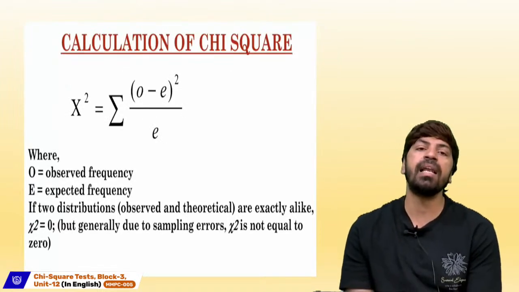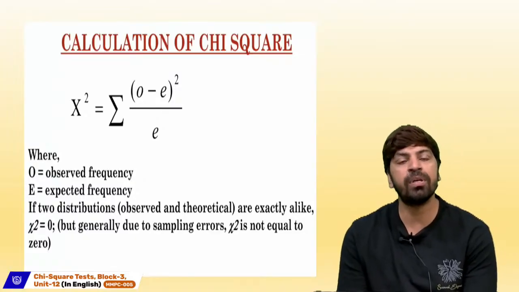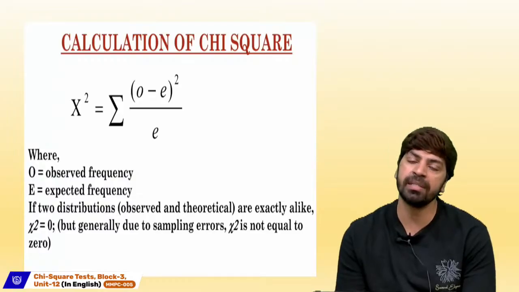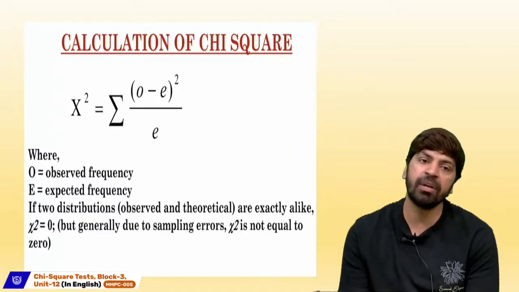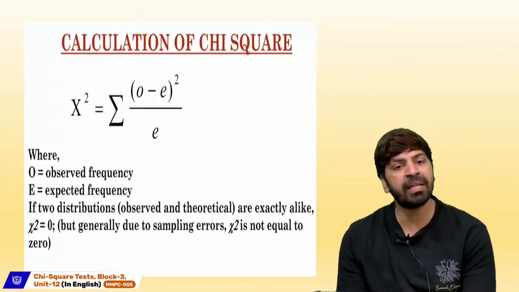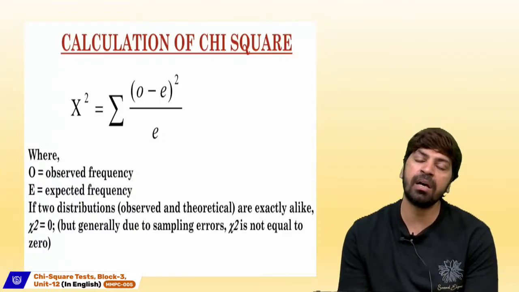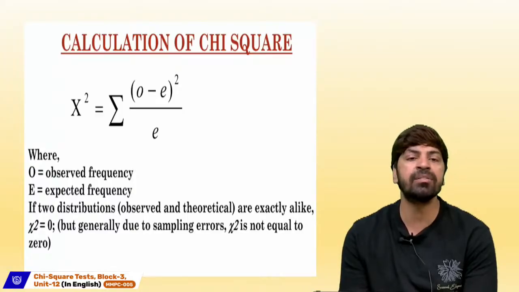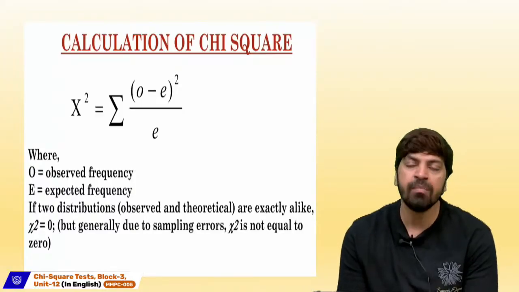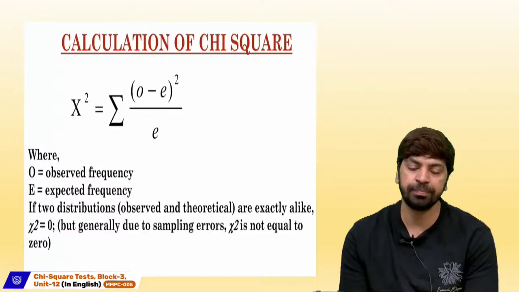So this is the calculation of the chi-square test. The chi-square is equal to the sigma of (O minus E) whole square by E, where O is the observed frequency and E is the expected frequency. If the two distributions, observed and theoretical, are exactly alike, chi-square is equal to 0, but generally, due to sampling errors, chi-square is not equal to 0.